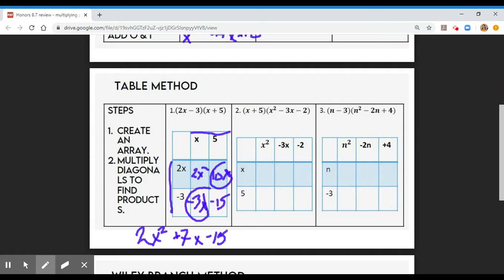Once it gets into trinomials, that's why we sometimes want other methods, just because FOIL doesn't work anymore. We don't have that acronym, and it can be helpful to break down a little bit more clearly what should be a negative times a negative and keep track of sign. So take a minute, pause, try problems 2 and 3.